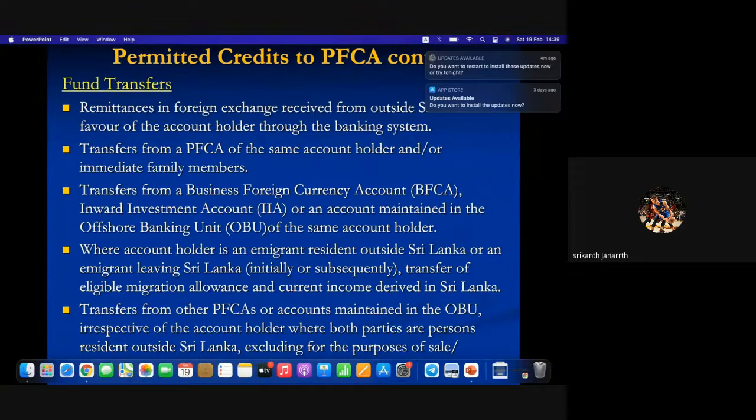Let's take an example: if I am in Australia, I migrated to Australia, and I have a property in Sri Lanka. I can't tell the Canadian guy to buy the property and send the money to my PFCA account. No, you can't do that, because all property sales in Sri Lanka have to be done in rupees only. So you can't sell it to others in foreign currency. If both PFC account holders are abroad, they can do any fund transfer other than a capital transaction, right? So that is what it meant, excluding the purpose of sale of properties, right? Okay.